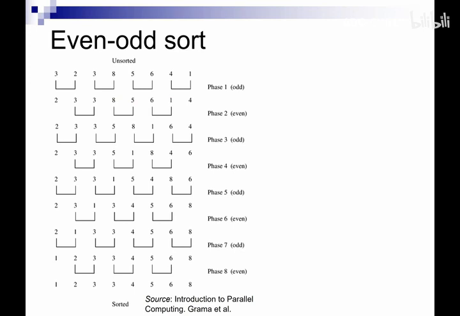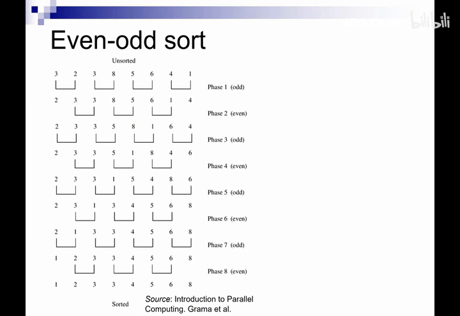Next we go to phase 3, which again is an odd phase. For the odd phase, we go back to the pairing between processes 1, 2, 3, 4, 5, 6, and so on. After you pair the processes, you make sure that their values are in the right order. So for example, you swap the 8 and the 1 and the 6 and the 4 here.